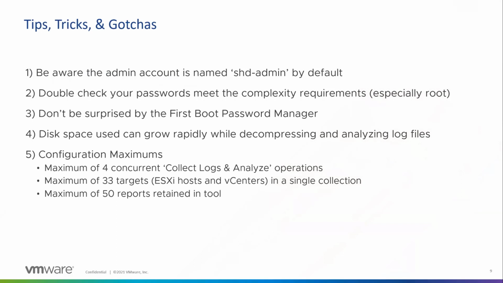Number four is be aware that the disk space can grow very rapidly when decompressing and analyzing log files. This is especially true as, for the most part, thin provisioning is the default, what most customers end up using. When you thin provision the SHD appliance, it's a little bit over 2 gigs. Now let's say you have a large log bundle, which is 10 or 20 gigs. It's going to upload that, and then it has to decompress that zip file. So you're looking at very large growth in a short amount of time for it to do that analysis. So just be aware, especially in thin provision environments, and capacity plan appropriately.